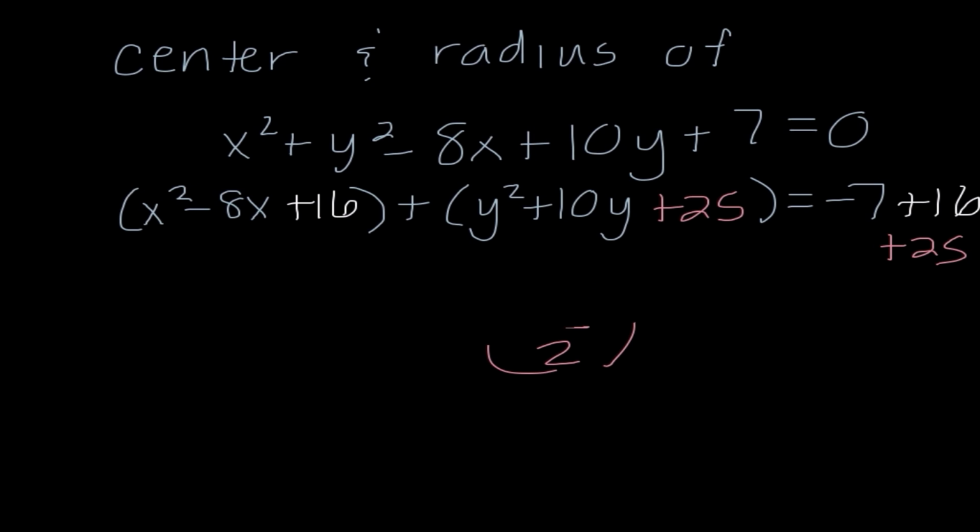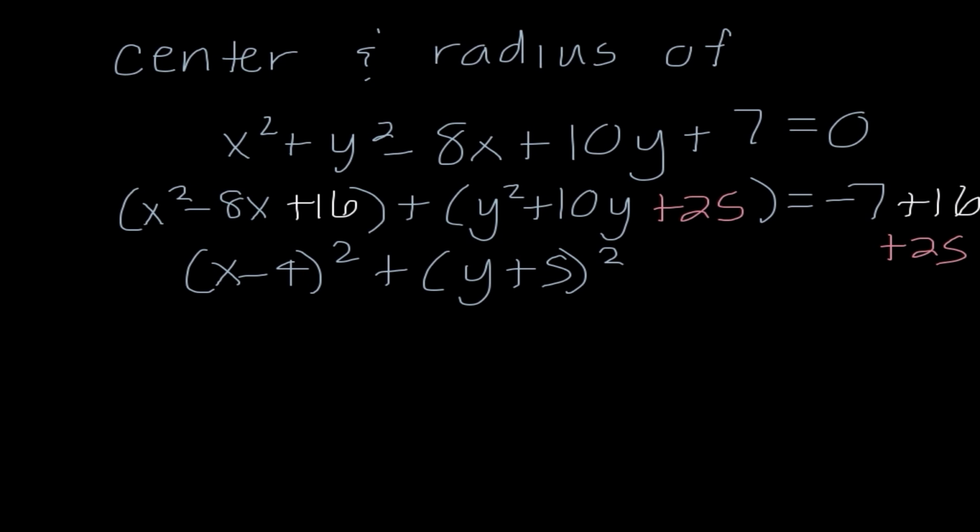And we're going to go ahead and factor these two perfect square trinomials. So this becomes (x minus 4) squared plus (y plus 5) squared equals, when I add these together, let's see, I get 41 minus 7, which is 34.